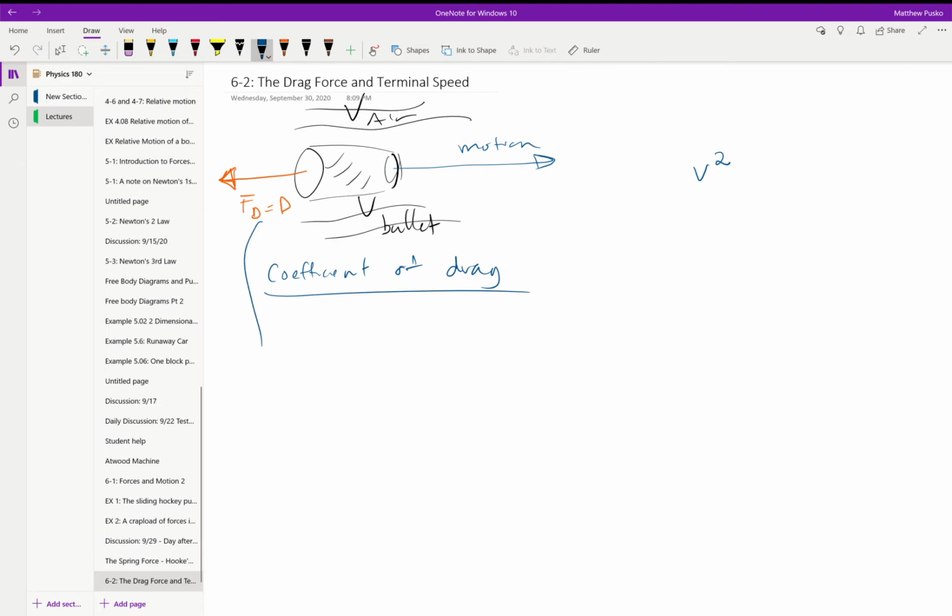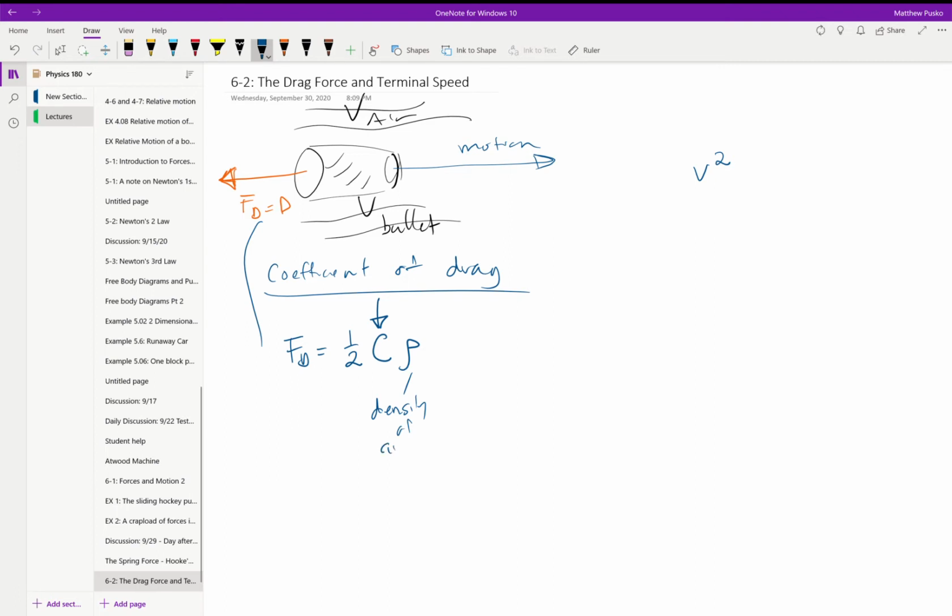So this impeding force of viscous friction, right? It's a fluid frictional force, is equal to 1/2 times a constant c, that's our coefficient of drag, times rho, which is the density of air.